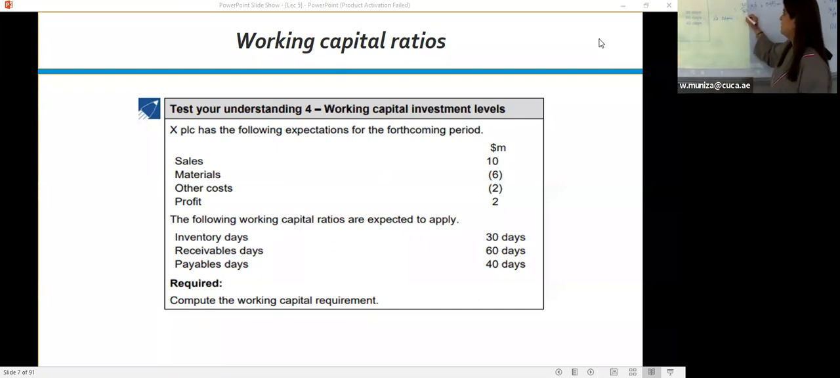Then receivables balance. What are we going to do with that? Receivable days divided by 365 multiplied by credit sales. So receivable days are how much? 60 divided by 365 multiplied by credit sales. Now look over here, they have not given us credit sales. So all the sales are going to be taken, that is 10 million. 1.64 million.